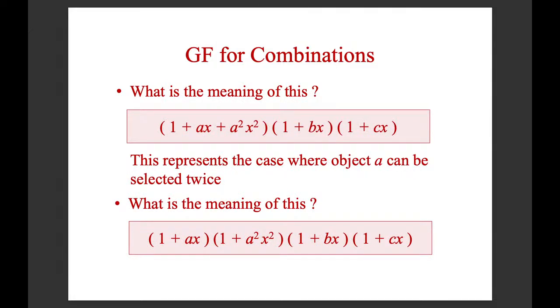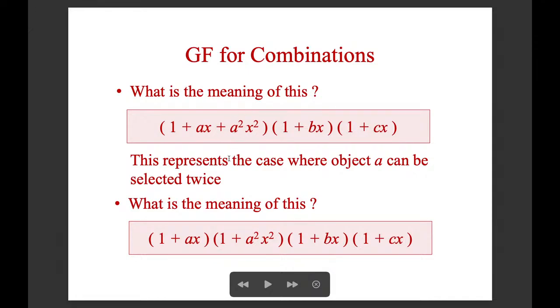Okay, now let's do a little bit more complicated thing. What is the meaning of a longer, more complicated expression like this? We have 1 plus ax plus a squared x squared, then 1 plus bx, and then 1 plus cx. When we multiply this together, we have the first type of object: I may select a, or I may select two of them.